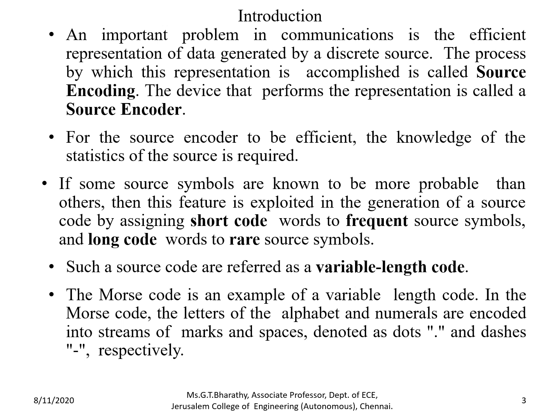If some source symbols are known to be more probable than others, this feature is exploited in the generation of a source code by assigning short code words for frequently occurring source symbols and long code words for the rarely occurring source symbols. Such a source code is referred to as a variable length code. Morse code is an example of a variable length code. In Morse code, the letters of the alphabet and numerals are encoded into streams of marks and spaces denoted as dots and dashes respectively.